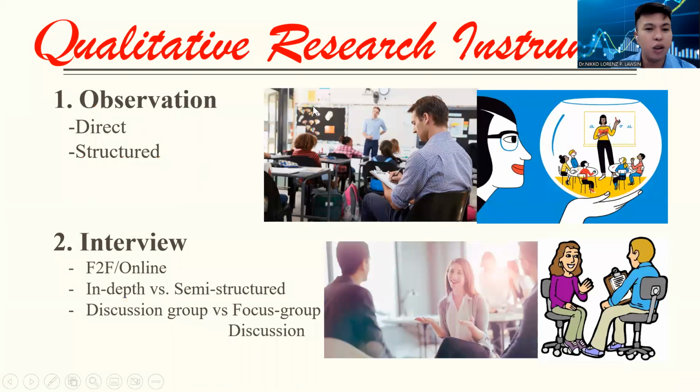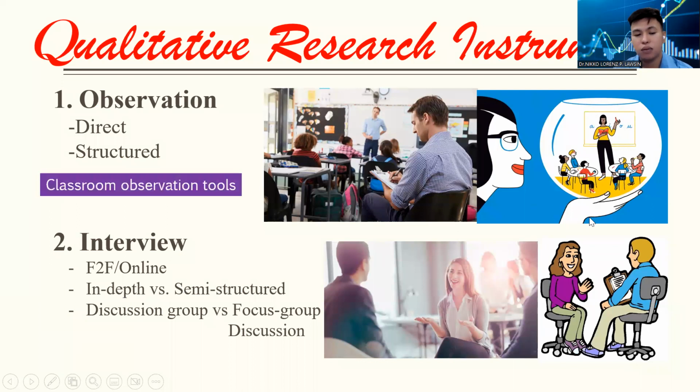Okay, to continue, what about a qualitative research instrument? You can use observation and you could use interview. Through observation, it could be a direct observation or a structured observation. For interview, you could have a face-to-face or in-person or online interview. It could be an in-depth versus semi-structured interview. It could be a discussion group or focus group discussion. If you will use observation, I suggest you use classroom observation tools, while for interview, a questionnaire.